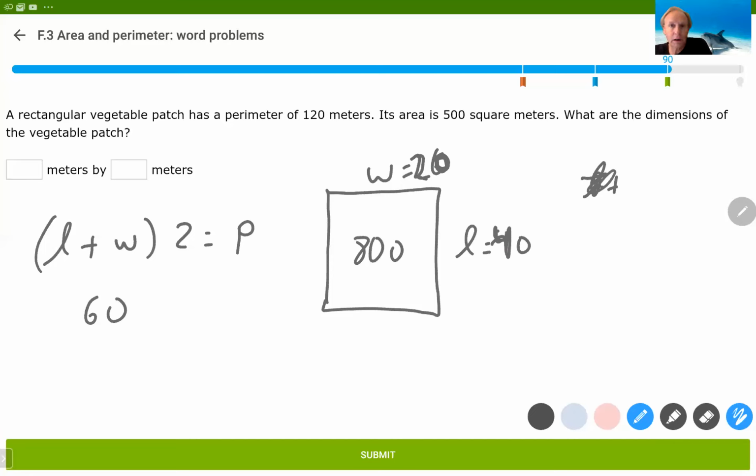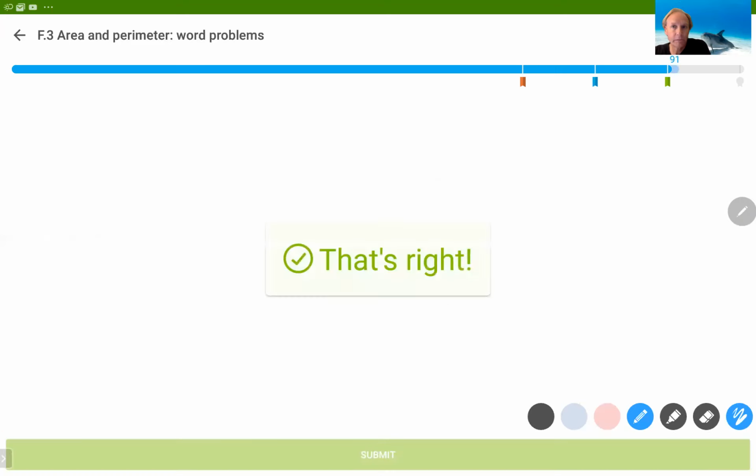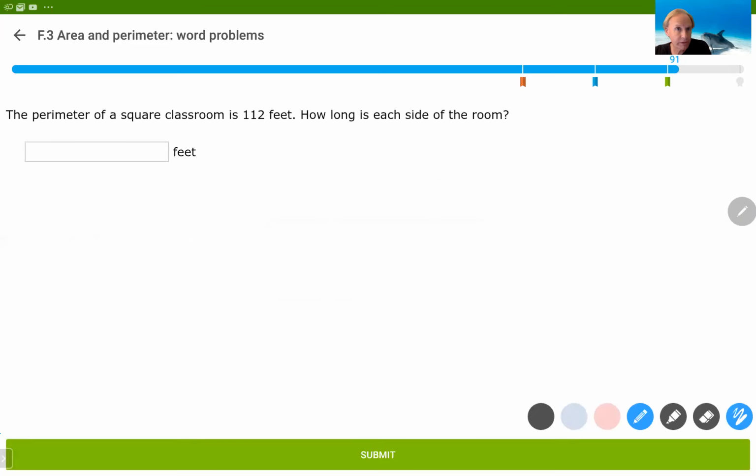Now, in order to get a smaller area, I need to divide it less evenly, like 10 by 50. And that does give me an area of 500. So we're talking about 10 by 50. Hopefully you can see I'm making lots of errors because I'm not reading carefully enough.